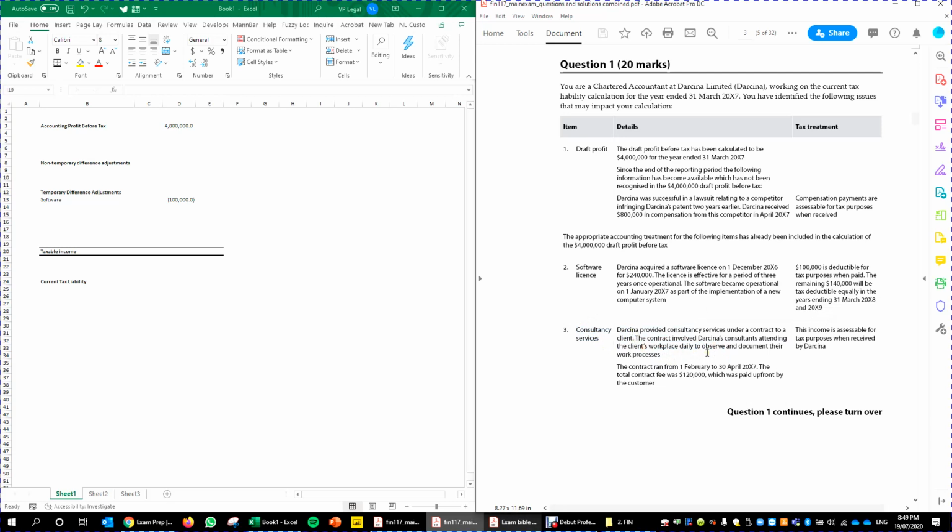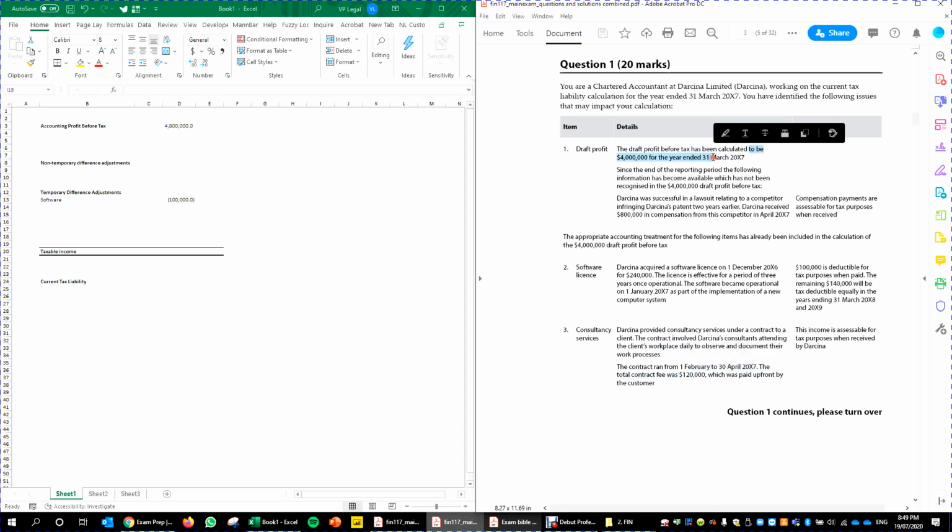Okay, so for the next question, we've got some consultancy service revenue over here. So we're saying for accounting purposes, the contract was from February to April 2017, and the fee was $120,000, which was paid up front. Now, of course, accounting is based on an accruals basis, so we need to recognize the portion. Well, if they did it correctly, they would have recognized the portion of the period that was actually incurred.